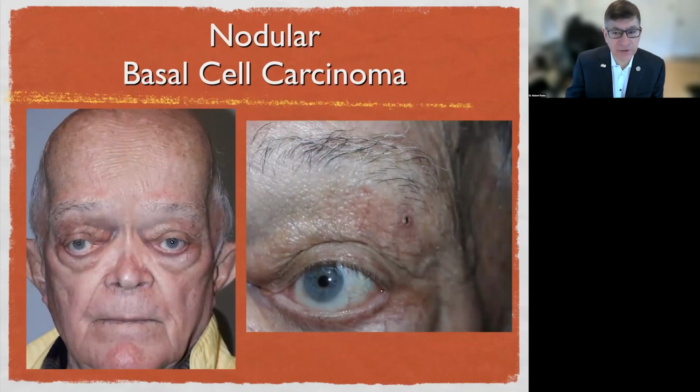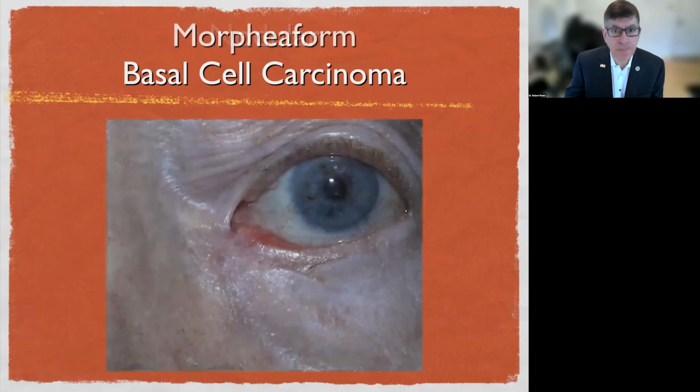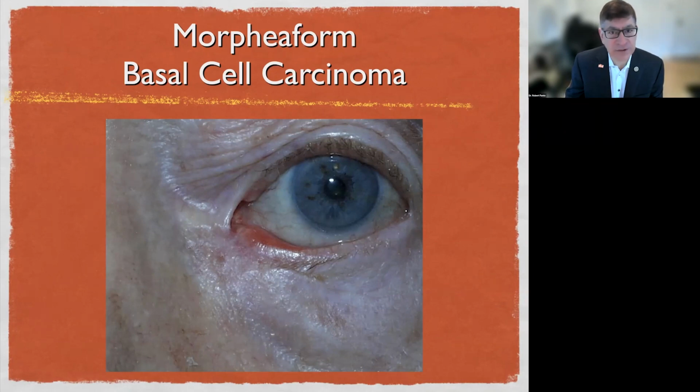Here's an example of a nodular basal cell carcinoma with destruction of the eyelid margin and loss of eyelashes. Another example of a nodular basal cell carcinoma at the eyebrow upper lid area. An example of a nodular basal cell carcinoma. An example of a morphiform basal cell carcinoma where you see more destruction of the local tissues. I certainly might have considered this to be a squamous cell carcinoma based on the type of pattern here. Obviously, biopsy is important to understand what you're actually dealing with.